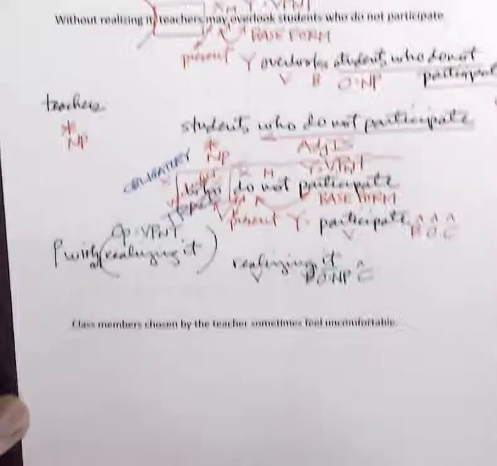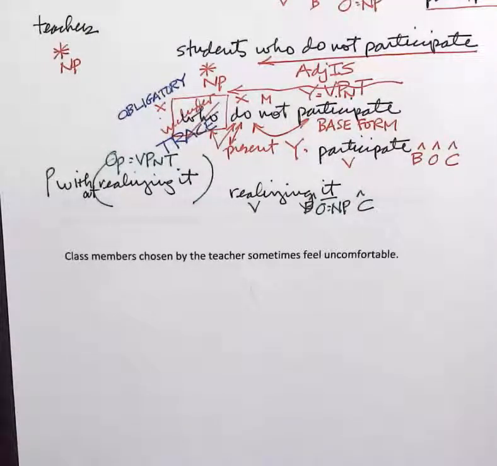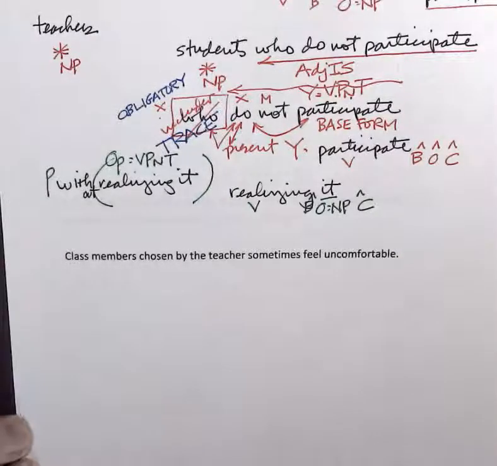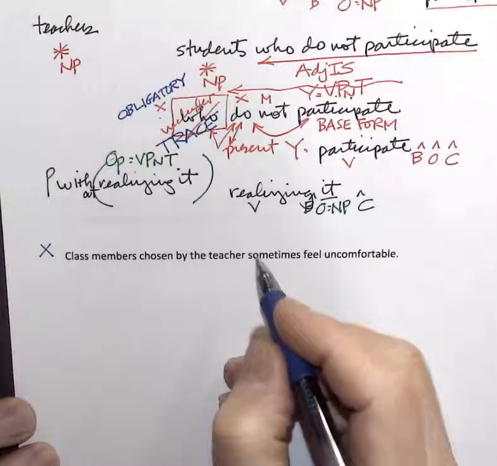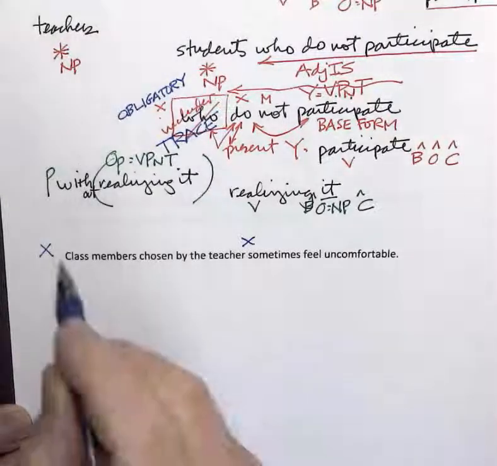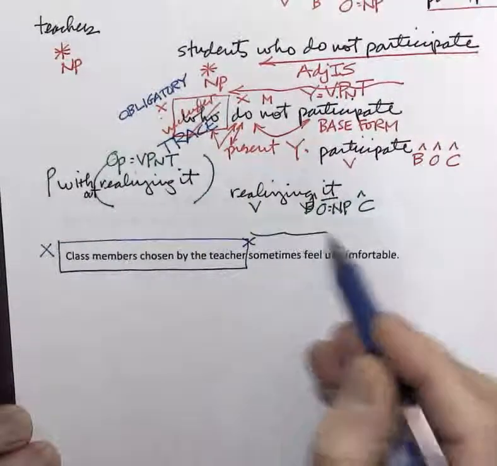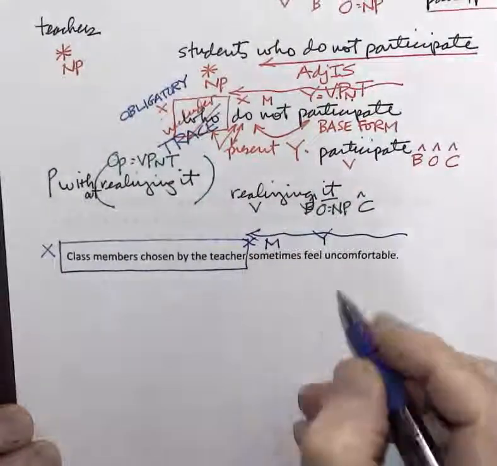So please stop the video, take a look at the next sentence, and come back when you're done. Class members chosen by the teacher sometimes feel uncomfortable. No shifters. Do class members chosen by the teacher sometimes feel uncomfortable? Class members chosen by the teacher do not sometimes feel uncomfortable. And class members chosen by the teacher is the subject. There were no shifters. Predicate, M place, and Y, and now the ties.